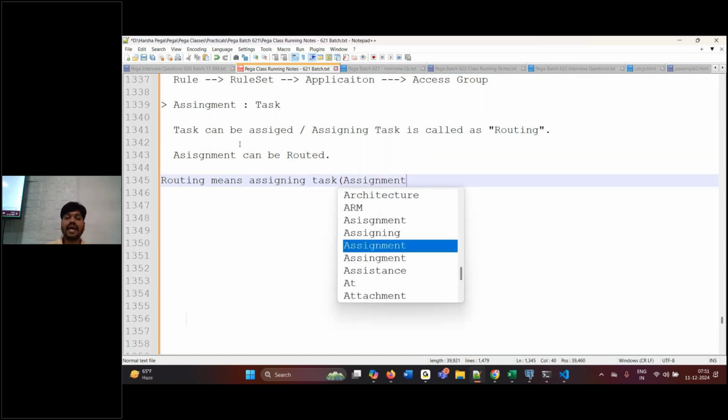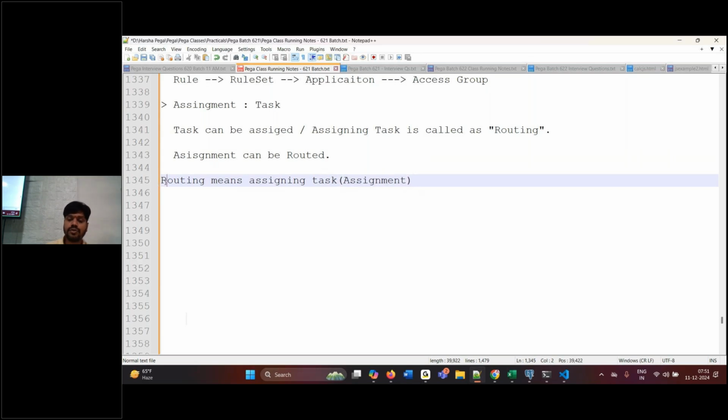Assignment. You are going to assign an assignment that is called routing. Understand, clear everyone? So the routing concept and the service level agreement concept are related to assignment only. We'll be discussing this assignment in detail as we proceed further in the next few days.